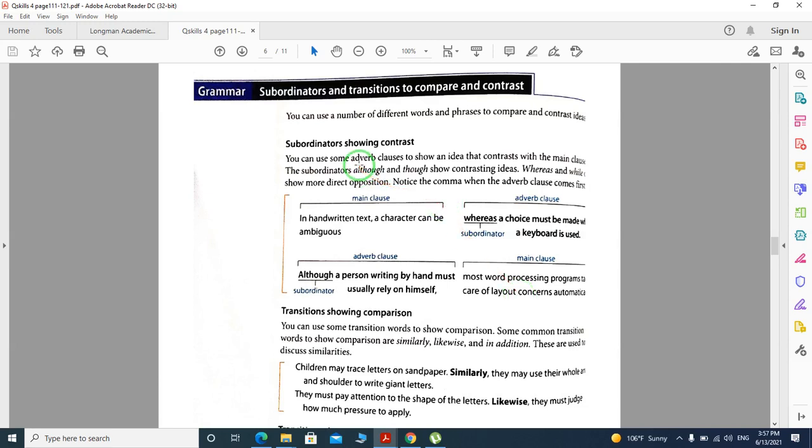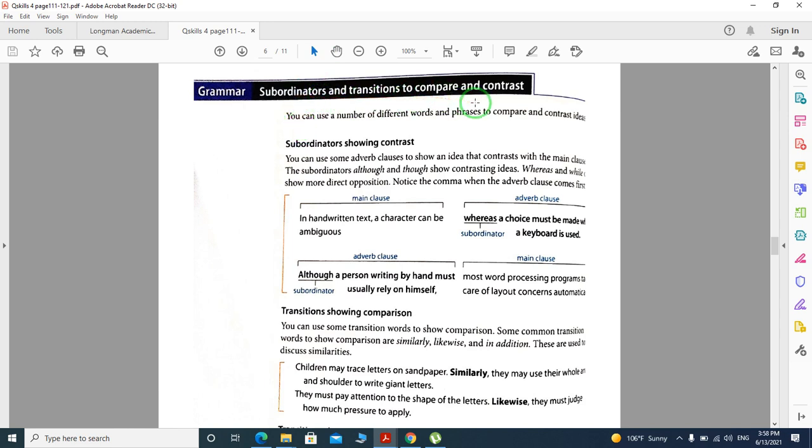Dear students, our today's lesson is related to our previous lesson. In our previous lesson, we studied how to brainstorm for a compare and contrast essay. We also have read the model essays for compare and contrast. So today we are going to study subordinators and transitions to compare and contrast.